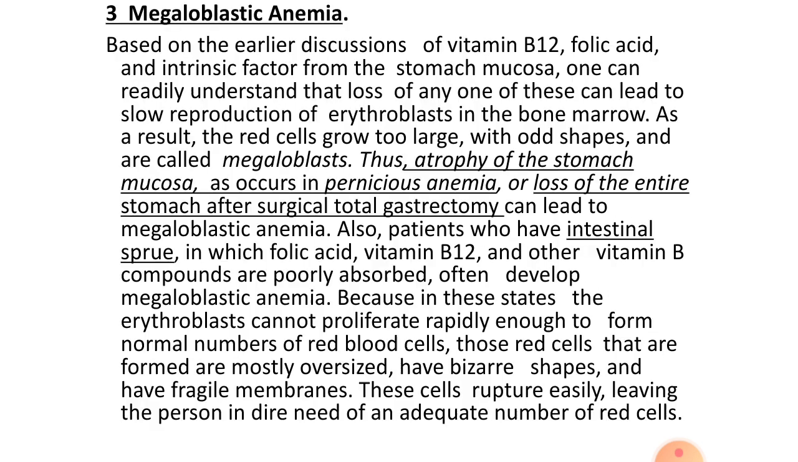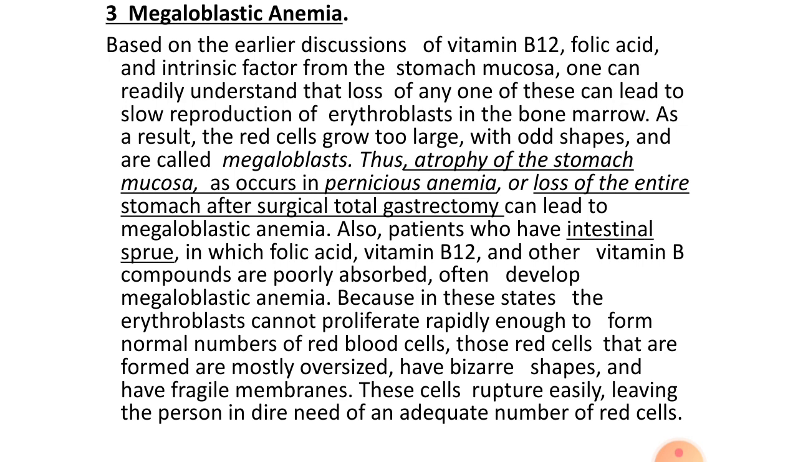The other type of anemia is called megaloblastic anemia, and it occurs due to a deficiency of vitamin B12 or folic acid. As you know, vitamin B12 and folic acid play an important role in the synthesis of the DNA of the red blood cells.